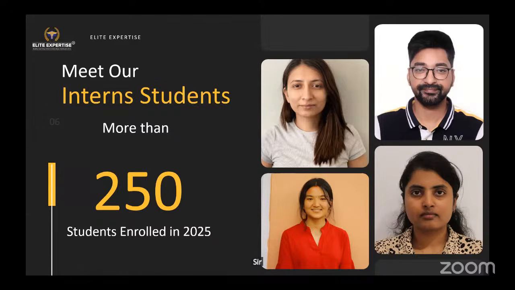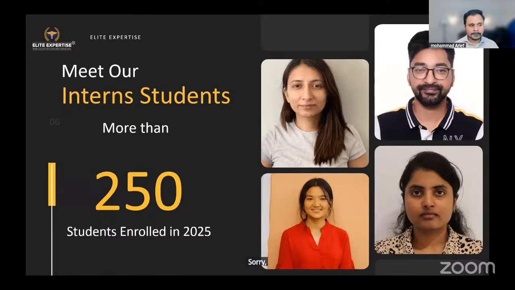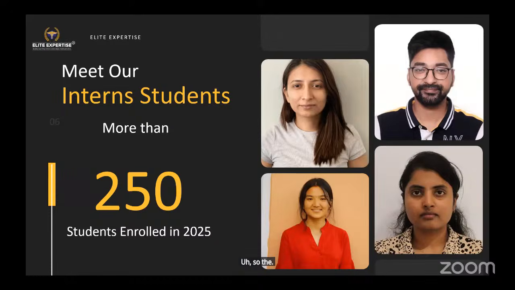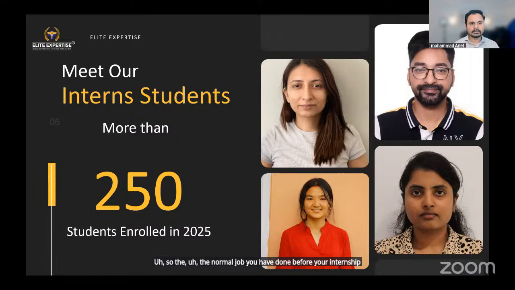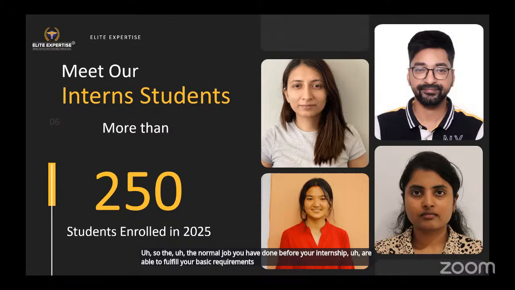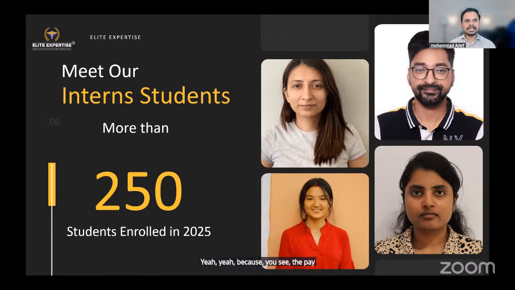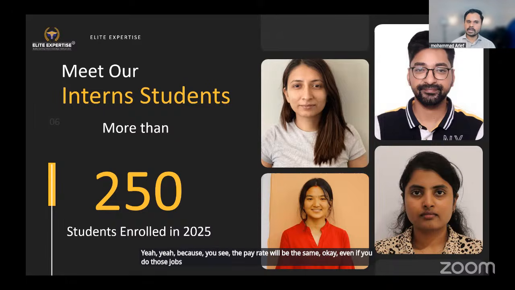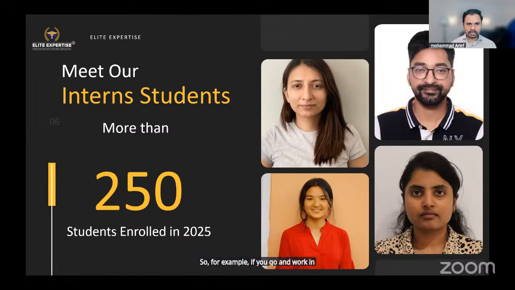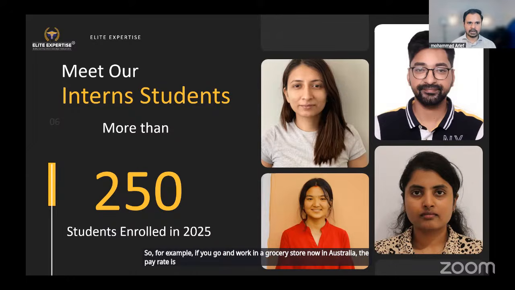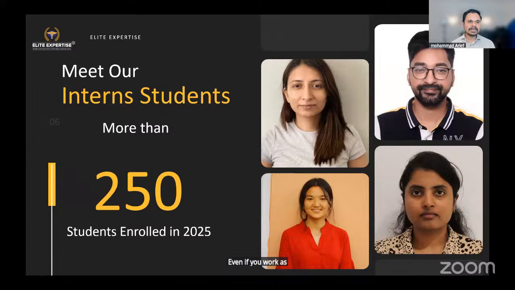Were those jobs able to cover your normal rent and living costs before your internship? Yeah, because the pay rate will be the same. Even if you work as an intern, the pay rate will be the same. For example, if you work in a grocery store now in Australia, the pay rate is $27. As a pharmacy intern, the pay rate will be the same, like $28 or $29.